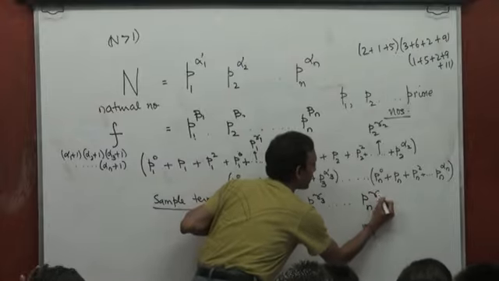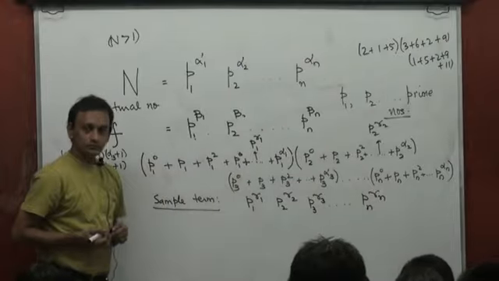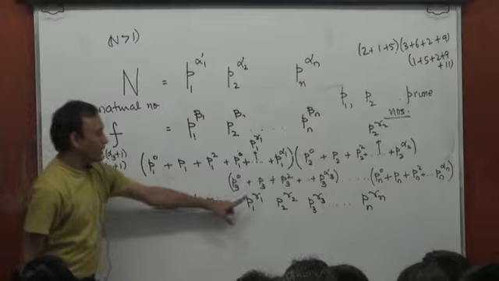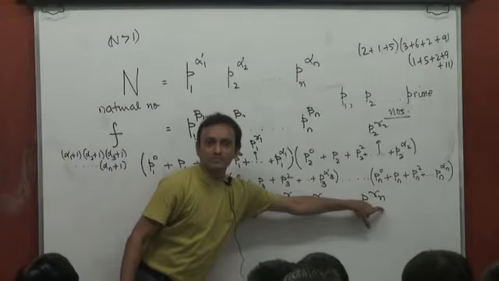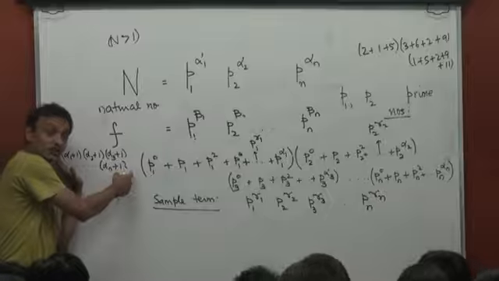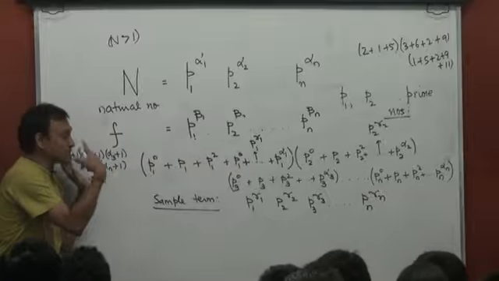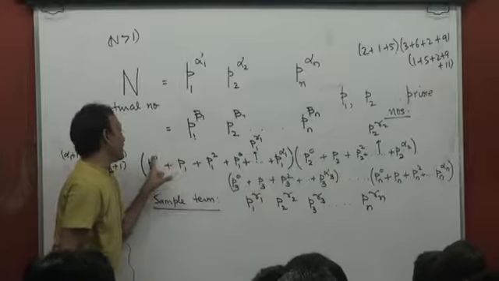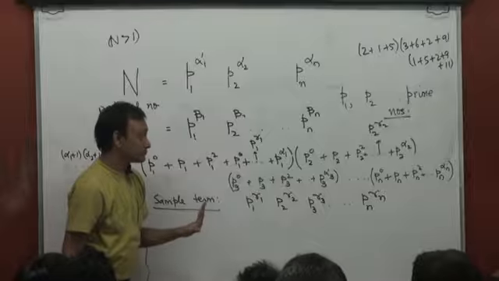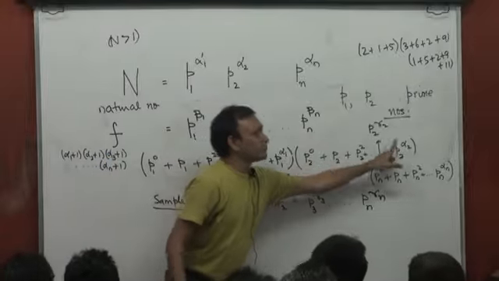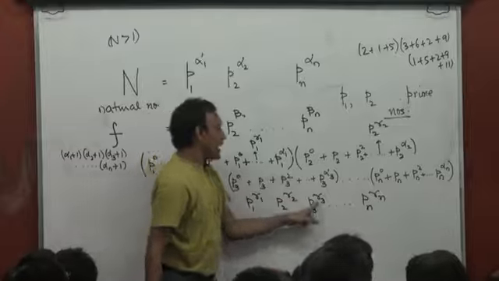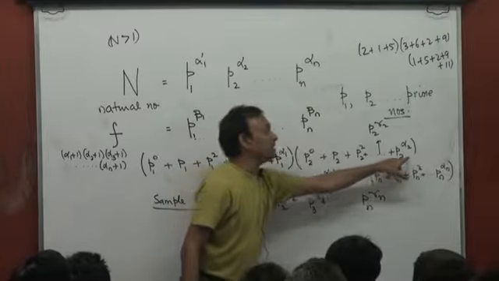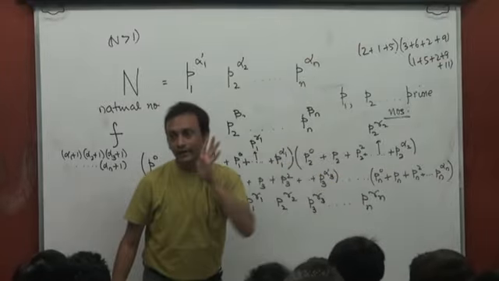Pn to power gamma n. This is a sample term. Where and how many such terms are produced? These many such terms are produced by, now gamma 1 can take any value from 0 to alpha 1. Gamma 2 can take any value from 0 to alpha 2. Gamma 3 can take any value from 0 to alpha 3. Gamma n can take any value from 0 to alpha n, right?